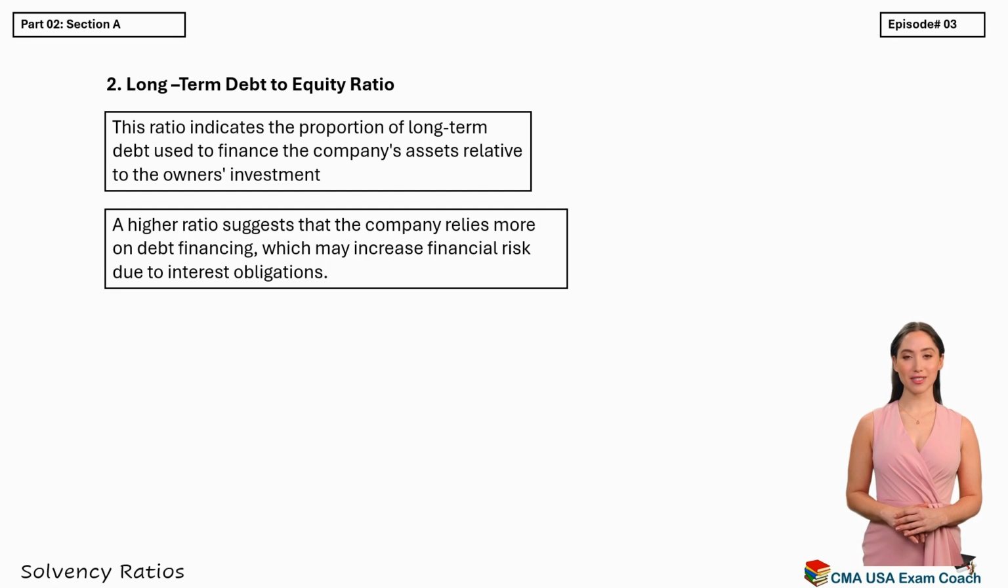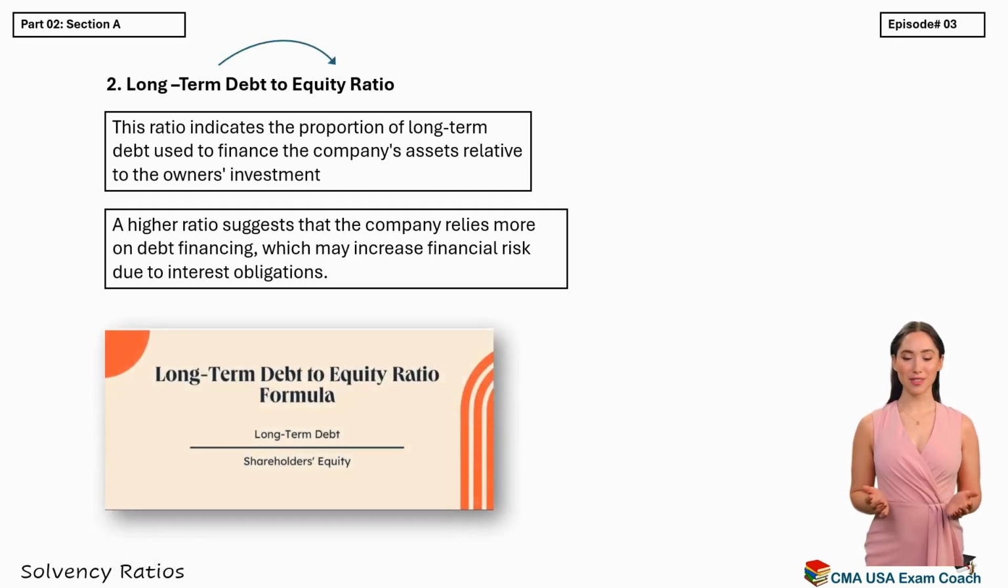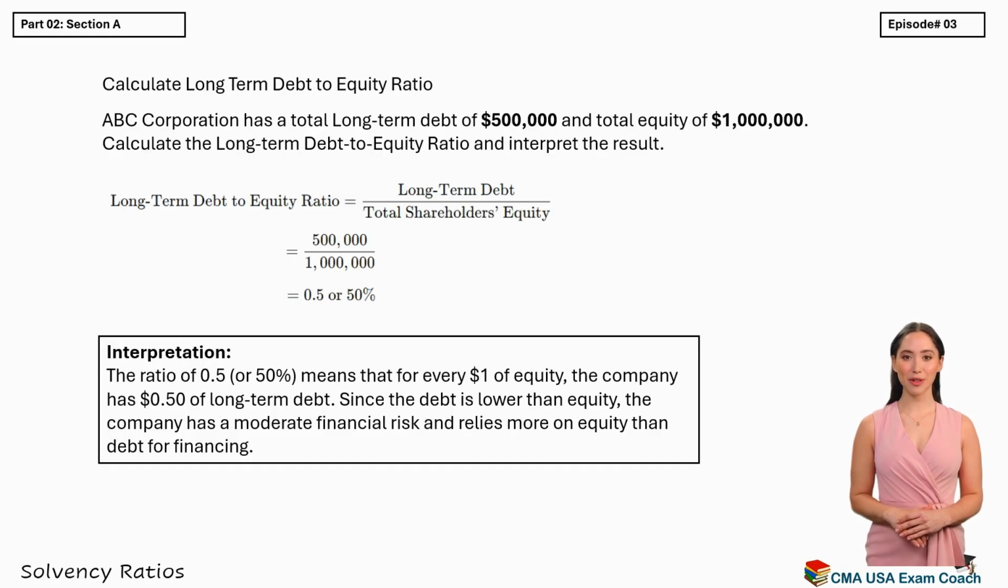As the name suggests, long-term debt to equity, the formula is long-term debt divided by total equity. Remember, long-term debt is equal to total liability minus current asset. Let's discuss a simple example to understand the long-term debt-to-equity ratio. ABC Corporation has a total long-term debt of $500,000 and total equity of $1 million. Calculate the long-term debt-to-equity ratio and interpret the result.